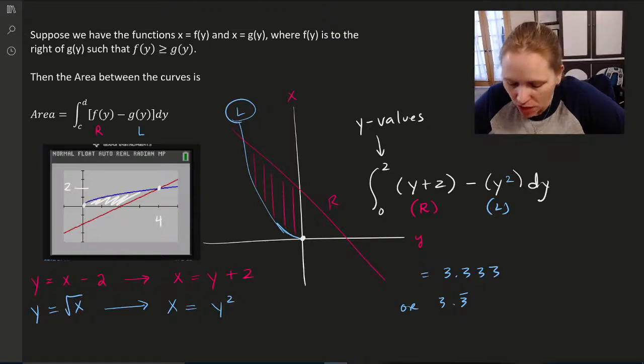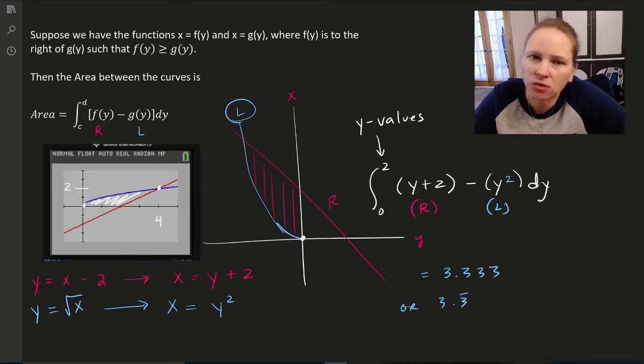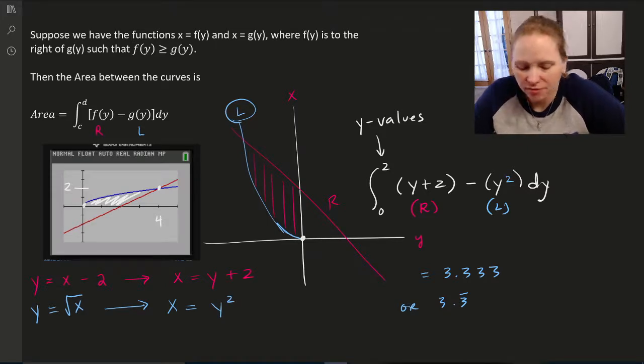So that was easy enough to set up. And you also have to make sure that whatever functions you're using, you can solve them for x equals. You can't always solve them for x equals. So dy sometimes is an option, but sometimes it's not.